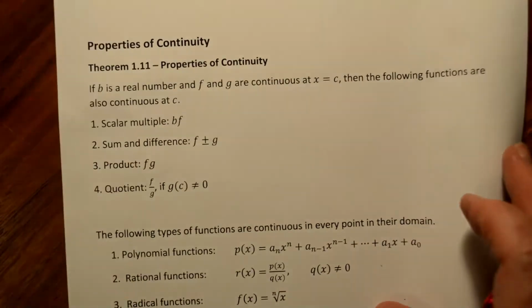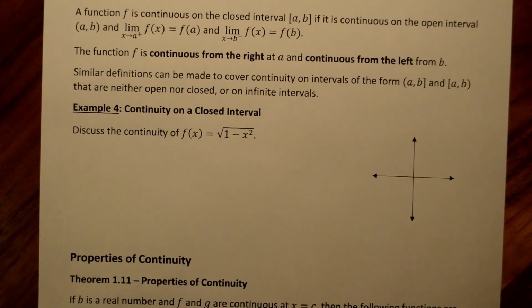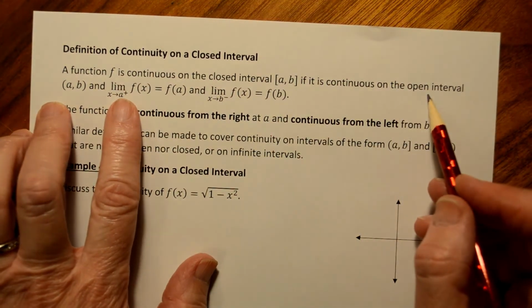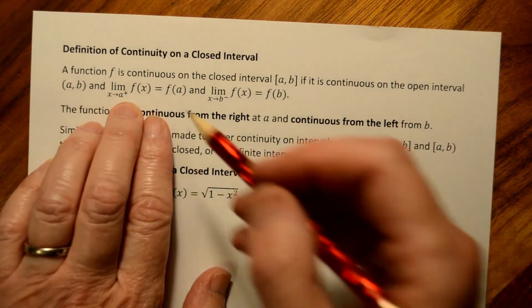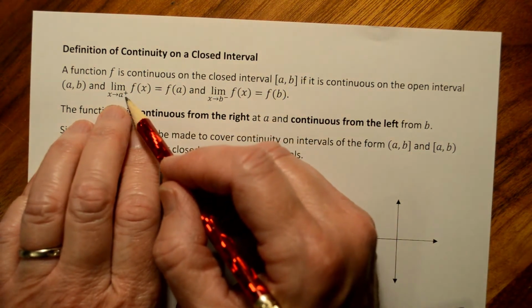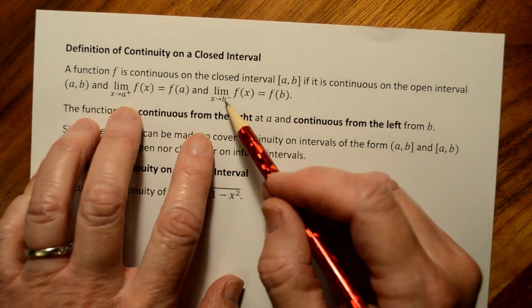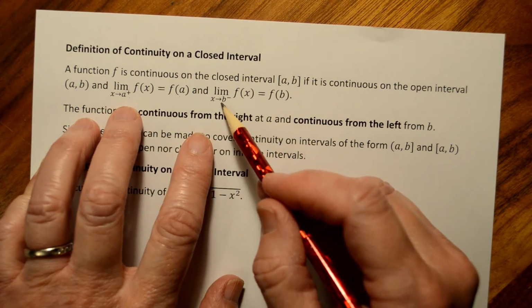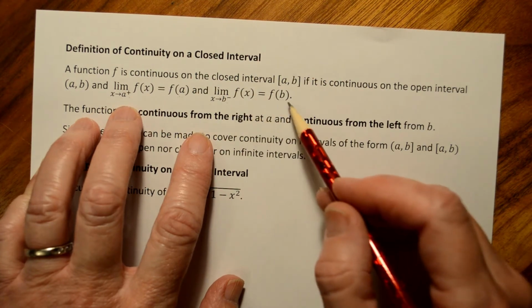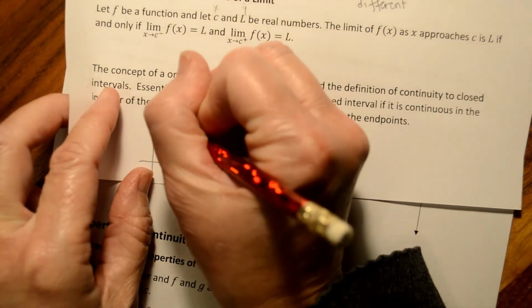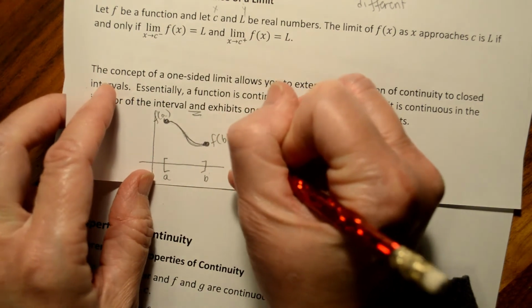Next page. Last one we're doing. All right, definition of continuity on a closed interval. So a function is continuous on the closed interval [a, b] if it's continuous on the open interval (a, b), and the limit as x approaches a from the right is what we think it should be, the value at a. And the limit as x approaches b from the left of f of x is f of b. So again, just as I had drawn in this picture right here, this is f of a, and this is f of b, right there.